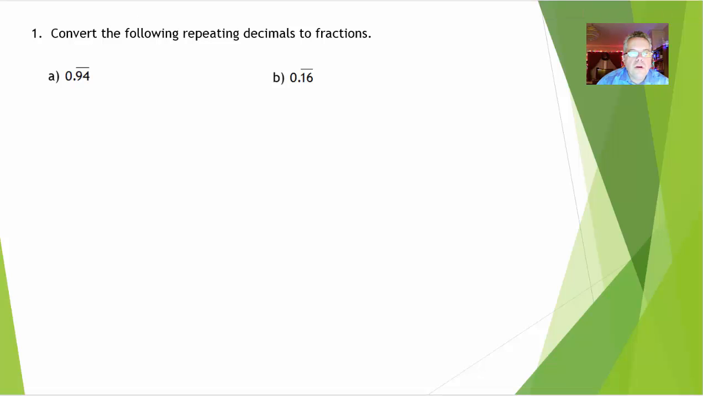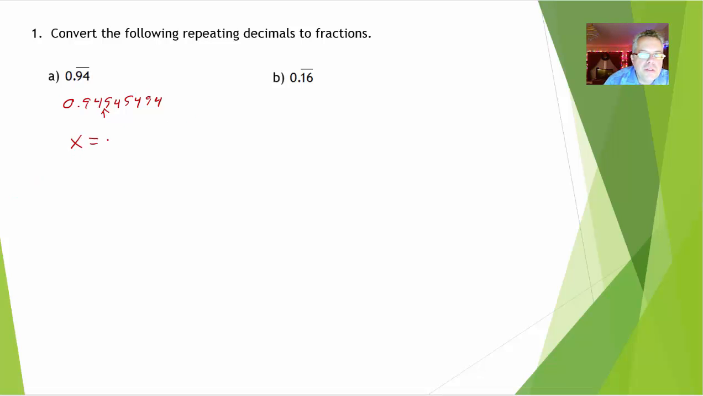Okay, so this first example here, 0.94 with a bar on top, remember that this means 0.949494, etc. repeating. And the way our trick is going to work is we're going to multiply it by 100, which would move the decimal place right here. Then if the decimal place goes there, the part on the right will still be 0.94949494, etc. That's kind of like the secret of this trick.